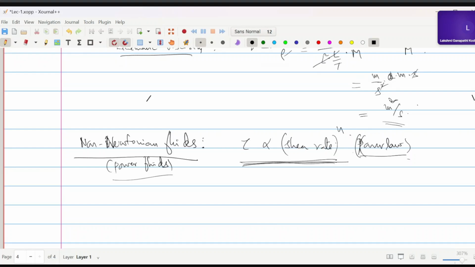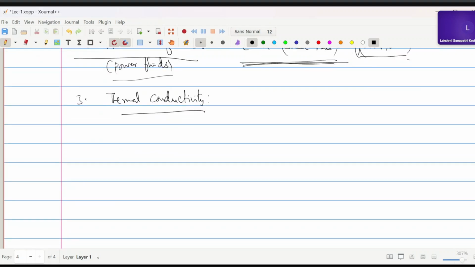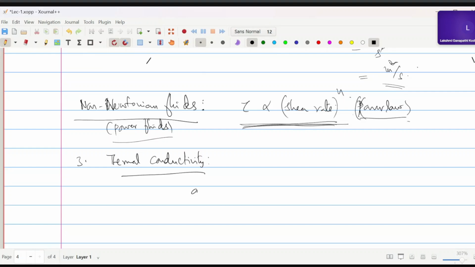Okay. So what are the other properties that we see of the fluid? Basically thermal conductivity. Sir, what are the real examples of non-Newtonian fluids? Real-life examples: tar, molasses, something which is sticky, gooey, which moves very slowly.